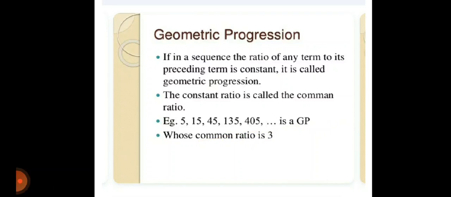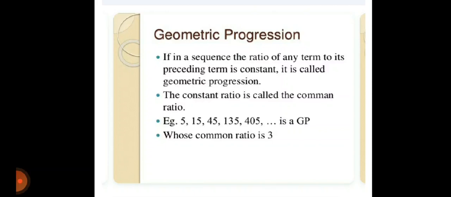Today we are starting our next topic, that is the geometric progression. Geometric progression means if in any sequence the ratio of any term to its preceding term is constant, that is called geometric progression, and that constant ratio is called common ratio.